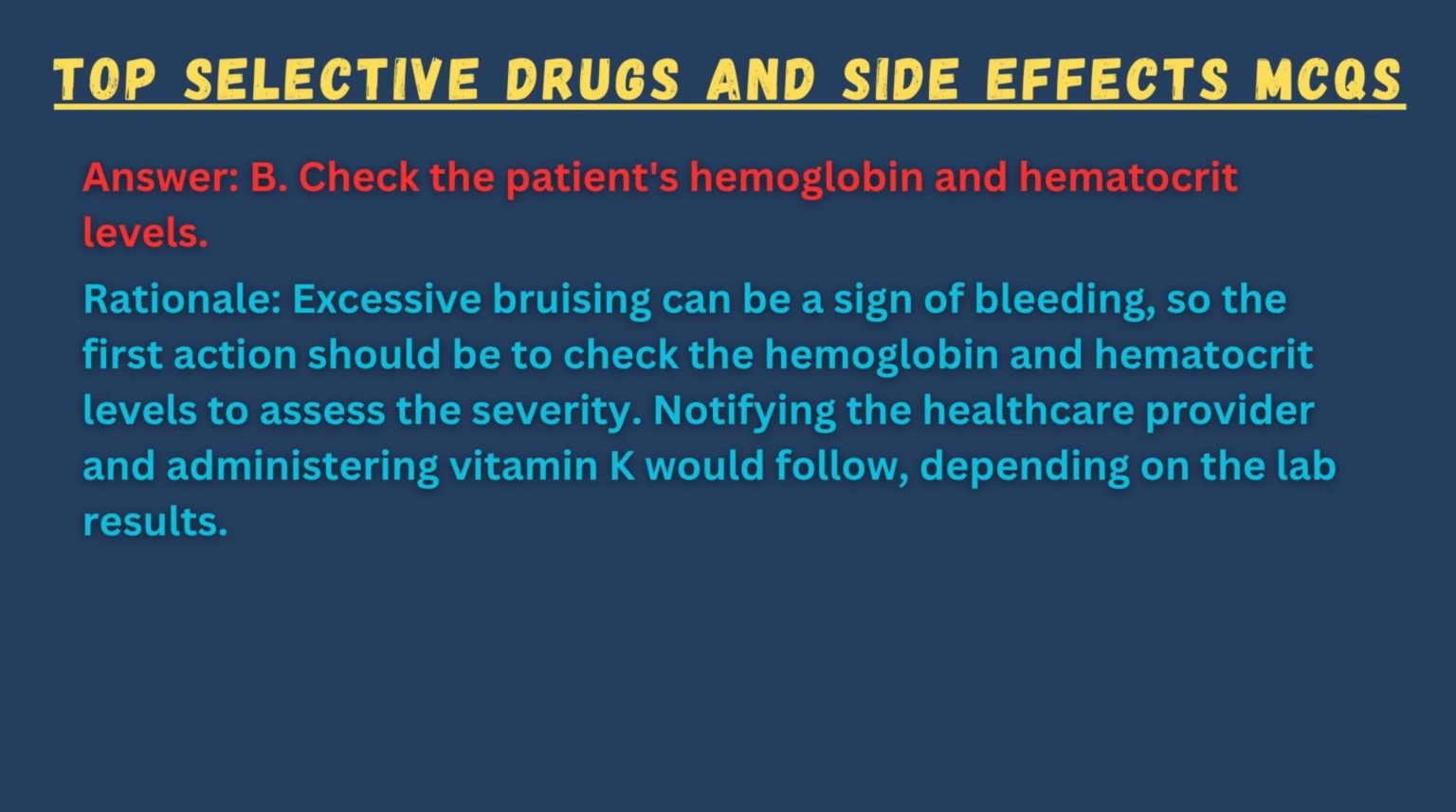Answer: B. Check the patient's hemoglobin and hematocrit levels. Rationale: excessive bruising can be a sign of bleeding, so the first action should be to check the hemoglobin and hematocrit levels to assess the severity. Notifying the healthcare provider and administering vitamin K would follow, depending on the lab results.